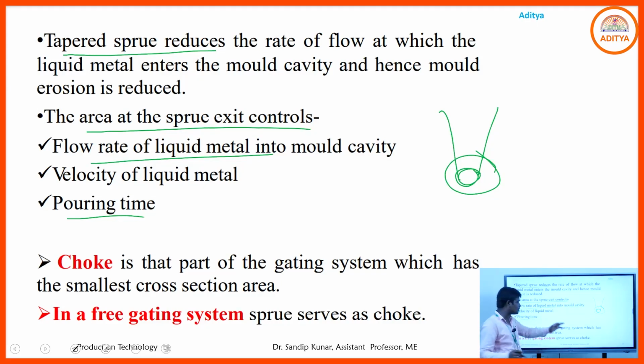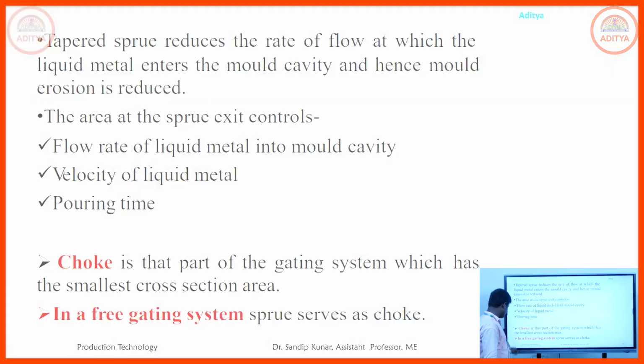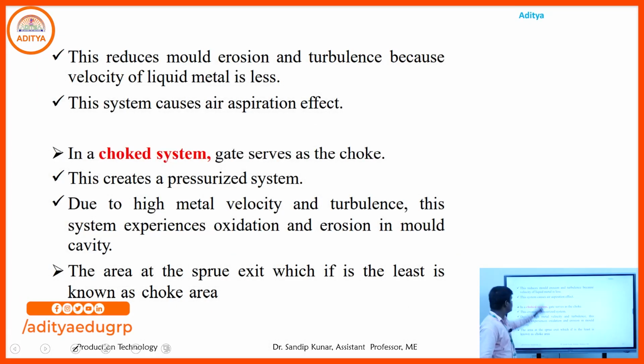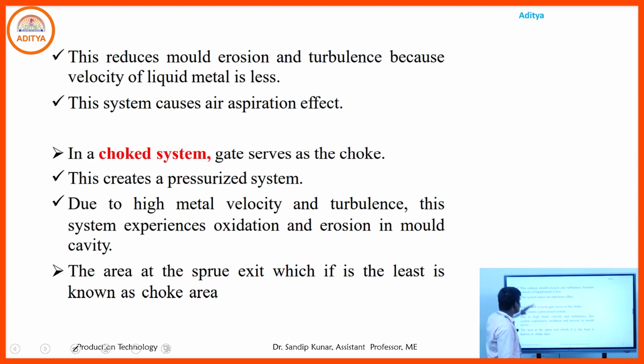Okay, so choke, as I have already told, is the part of the gating system which has the smallest cross-section area of that particular gating system. Means in a free gating system, the sprue serves as a choke, the smallest part of that gating system. So due to that choke area, it reduces the erosion of the inside surface of the gating system. And also it will remove the air aspiration effect.